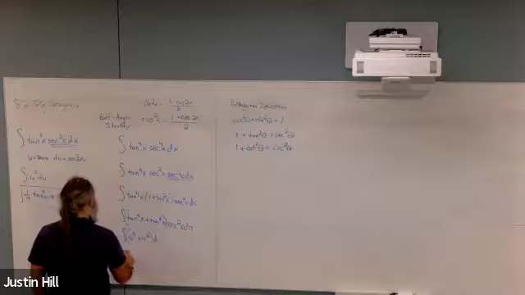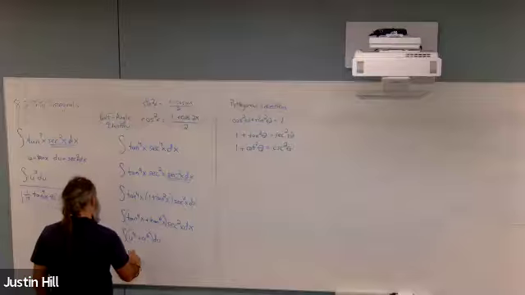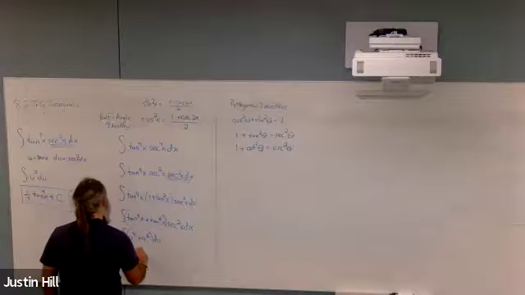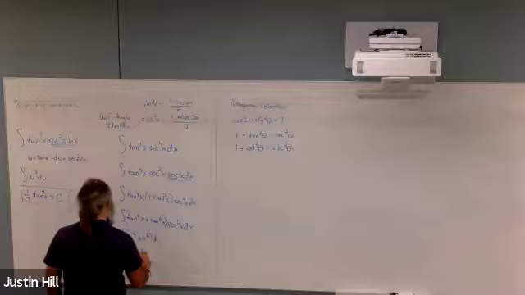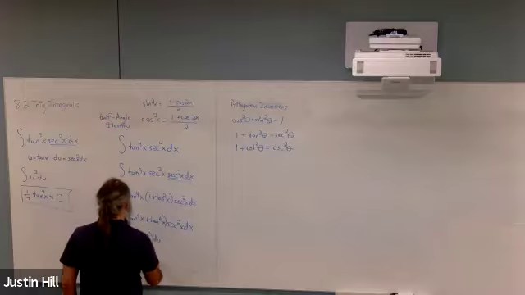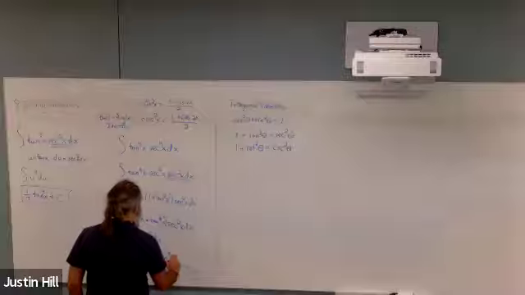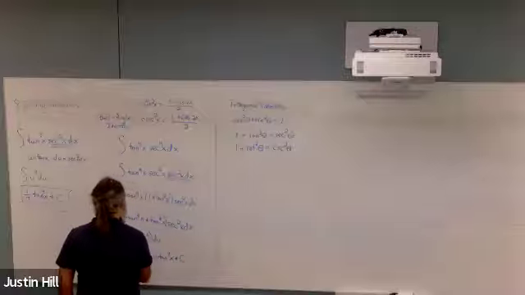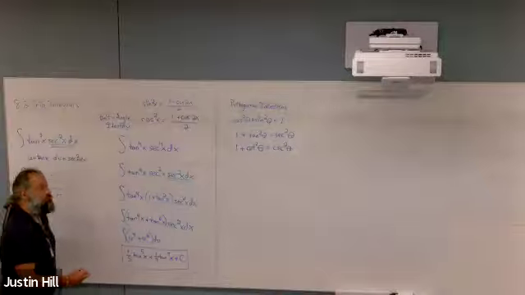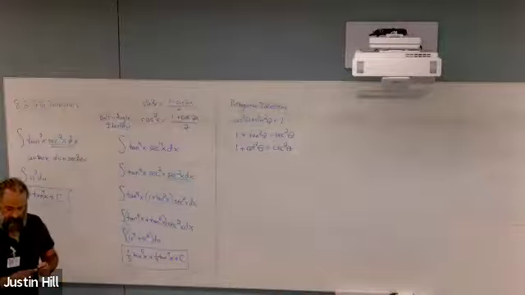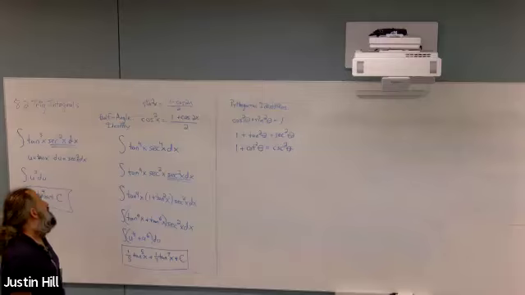So my answer ends up being 1/5 tangent to the fifth x plus 1/7 tangent to the seventh x, all plus c. Good. So like I said, it's the same play as we had for the sine and cosine.